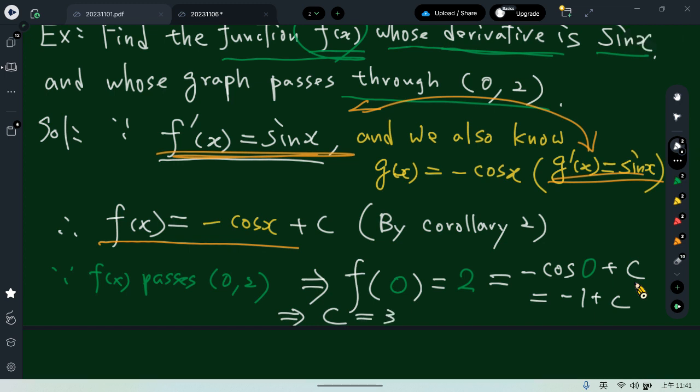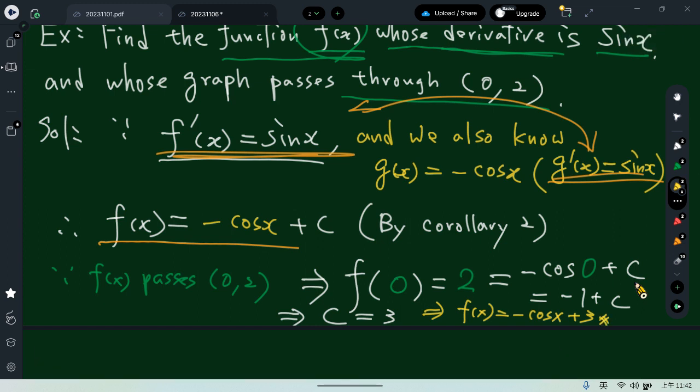If f of x passes through (0, 2), that means when I use 0 as an input for this function, I get minus cosine 0 plus c. Minus cosine 0 means minus 1, so c is 3. With c equal to 3, I go back to this equation, and finally I get f of x equals minus cosine x plus 3. So this is the final answer.